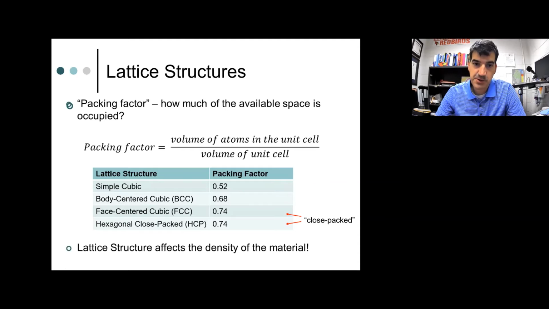All right, so you should know that simple cubic has a packing factor of 52% or 0.52. BCC is 0.68, and both of the close packed lattices have a packing factor of 74% or 0.74. And that's as good as you can get. And the lattice structure affects the density of the material, which is probably pretty intuitive. The more you can pack into a given amount of space, the denser that material is going to be.